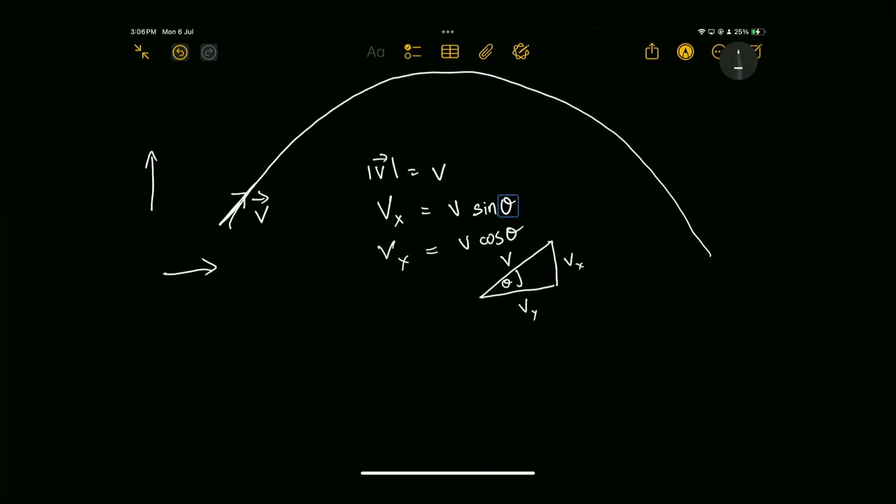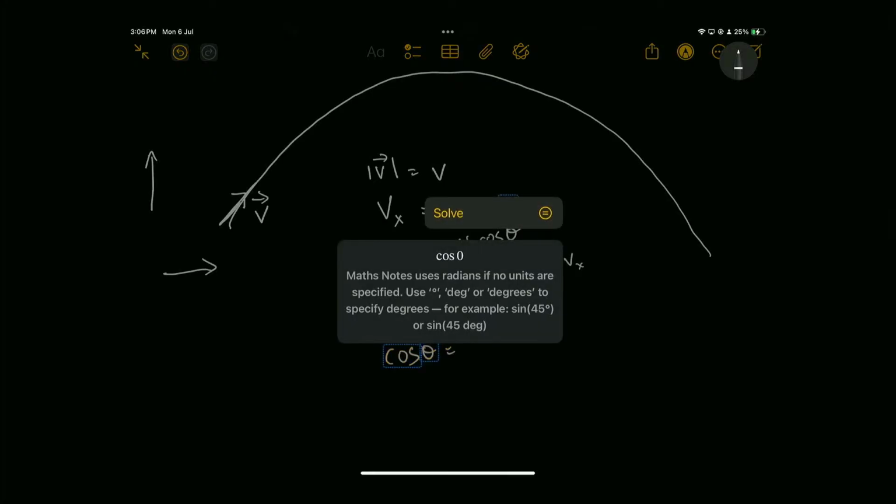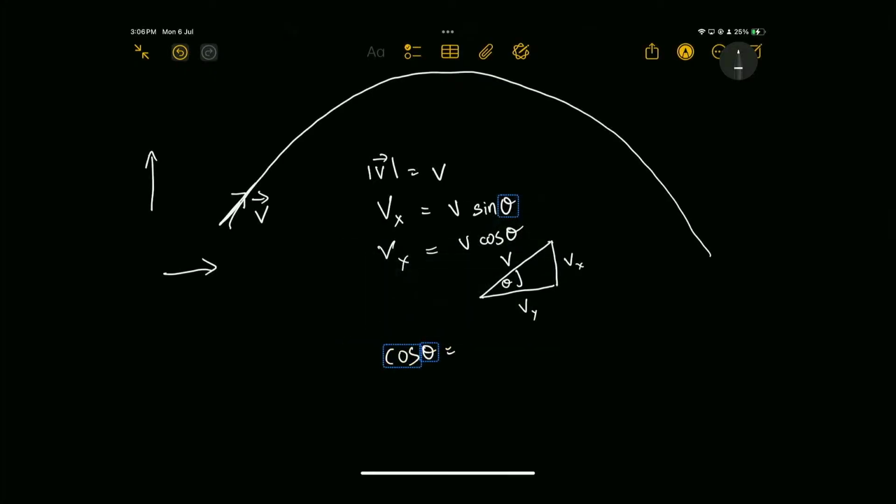Right, because remember, cos theta is equal to adjacent over hypotenuse, right? So that would be Vy over V, and sine theta is opposite over hypotenuse, which is Vx over V. Right, and when you rearrange, you could get this.